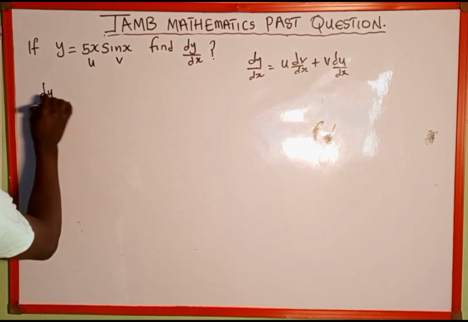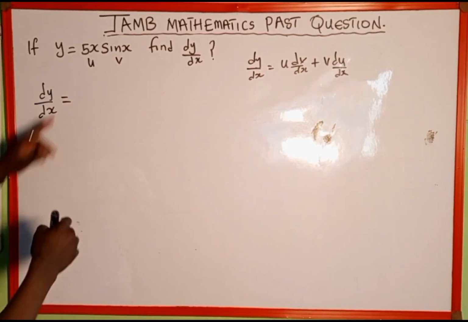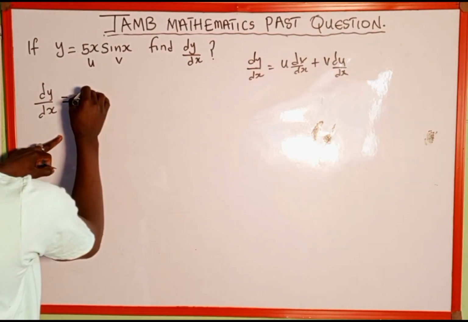So dy over dx now will be equal to, we keep u constant. So this is going to be what?